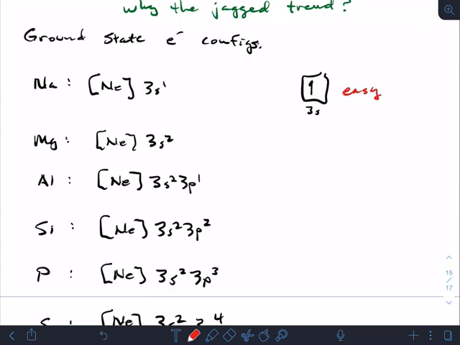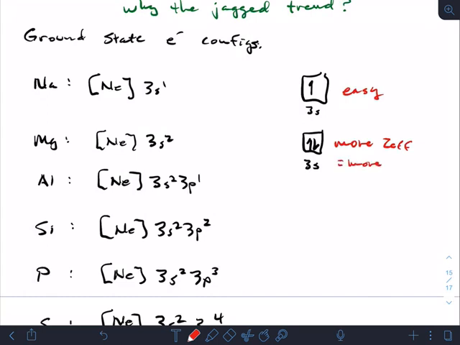here's my 3s, and I've got one electron in it. That guy is easy to pull off, right? If I remove that 3s electron, I'm at neon, and I'm very stable. So that's going to be really, really easy to pull off. Look at magnesium. Now I've got two. Now I've got a completely full 3s shell.